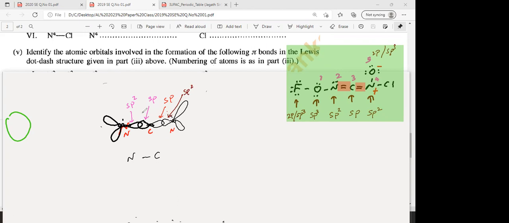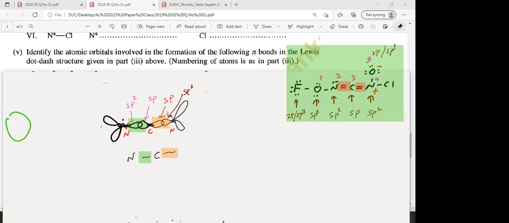I'll highlight this side's sigma bond in green: sp2 and sp. This side sigma bond: sp and sp2. Like this. Now two sigma bonds are linear, right? Two sigma bonds linear here.